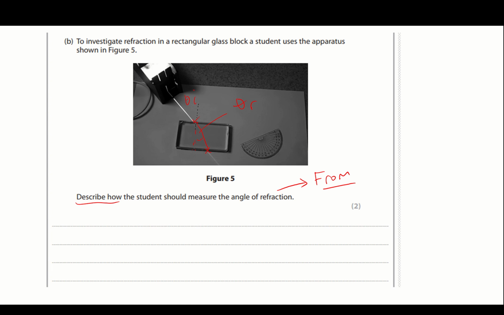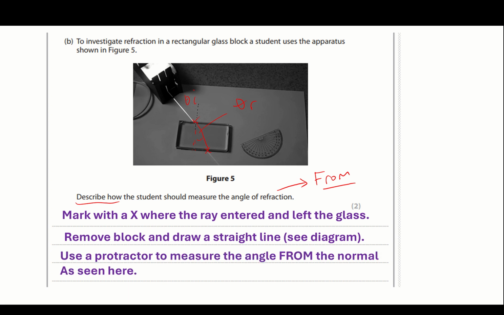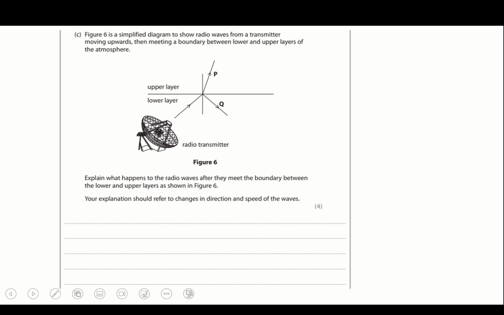So now we've just got to put that into words. So mark with an X where the ray entered and left the glass. Remove the block and draw a straight line. See the diagram above. Obviously you would have used a pencil and a ruler. Use a protractor. Oh, I didn't say that when I was modelling it. Yep, so you've got to say what you're going to measure the angle with. There's the key word there. Use a protractor to measure the angle from the normal, as seen here. Ta-da! On to the next one.